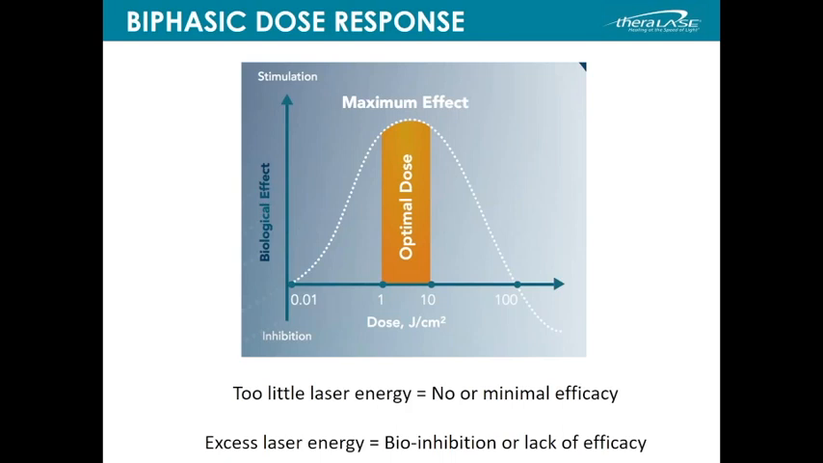So this is known as the biphasic dose response, which is associated with the second law of photochemistry. We know that there's an optimal dose of laser light that's going to give us the maximum therapeutic effect. If we provide too little laser energy, we're not going to see much therapeutic effect, no or minimal efficacy. If we surpass that and we actually get this curved graph to cross that horizontal x-axis, we're using an excess amount of laser energy, which can actually lead to bioinhibition and, again, a lack of efficacy. So we need to be delivering the exact dose of laser light to a patient's condition in order to maximize the efficacy of our treatments.